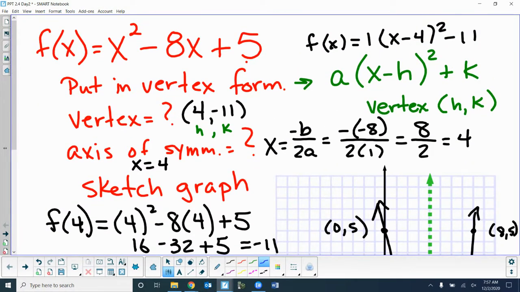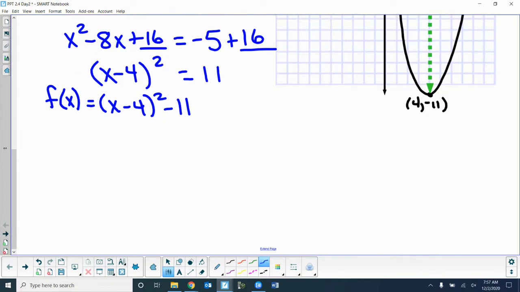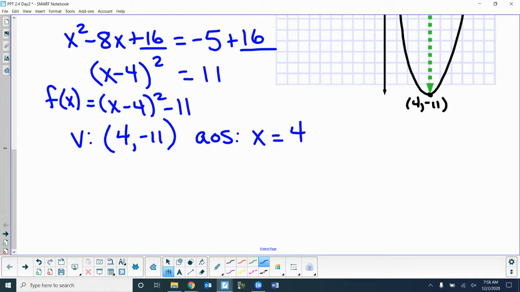If you know the vertex form, then you can tell what the vertex is. That's why we call it vertex form. The vertex is the opposite of that, which is 4, and whatever that is. And then your axis of symmetry is always x equals whatever the x value of the vertex is. And then you go ahead and graph it again.